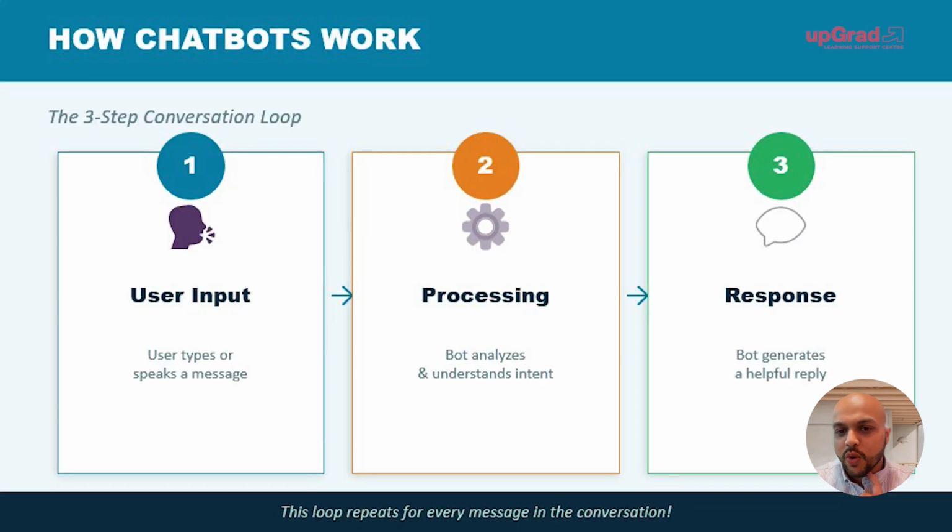Slide number 3, how chatbots work. Let's peek inside a chatbot and see what is actually happening. Each conversation follows a simple three-step loop. First is user input. The user types something, a question, a greeting, or a request. Step 2 is processing. The chatbot reads that input and figures out what the user wants. This is called understanding intent. Step 3 is response. The chatbot generates a reply and sends it back to the user. Then the loop starts all over again with the next message. It is simple, right? At its core, a chatbot is just listen, think, and reply. Even the most advanced AI chatbot follows the same exact pattern.